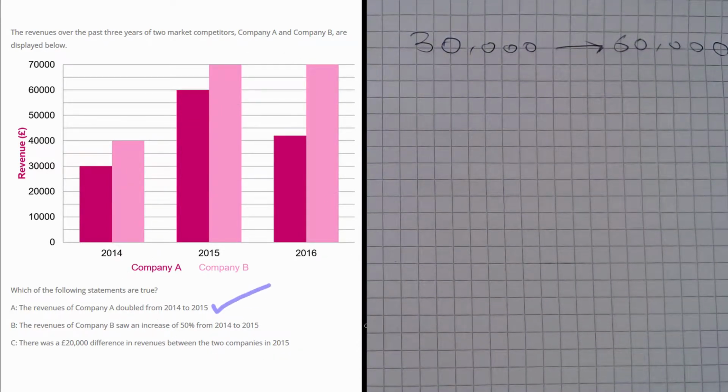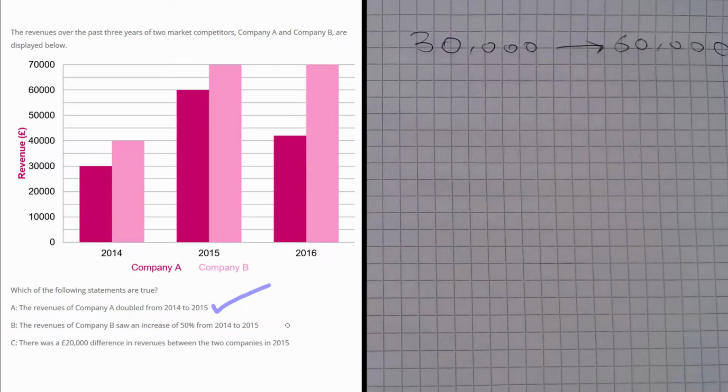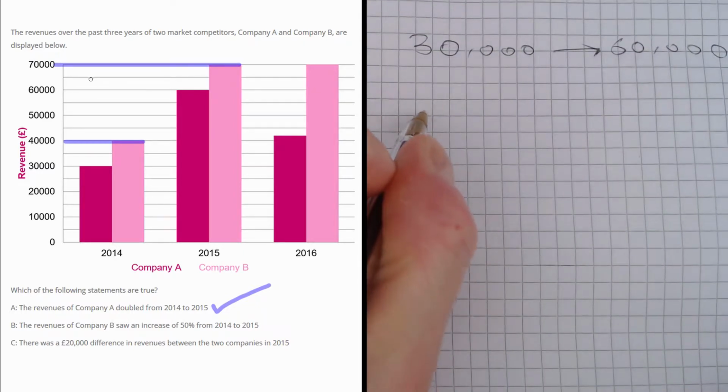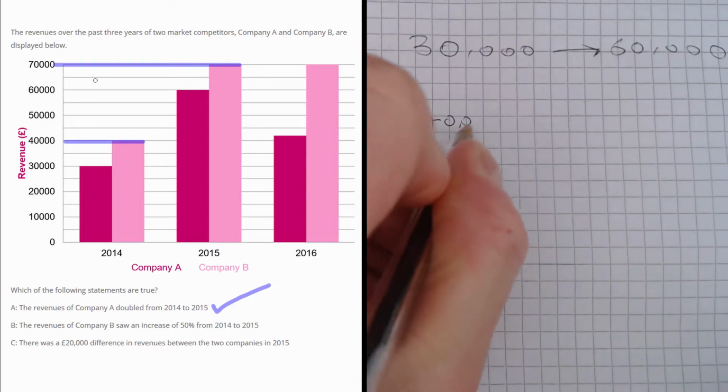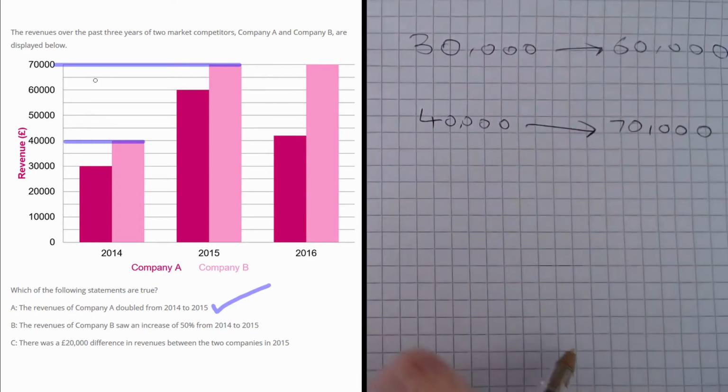Okay, let's have a look at statement B. The revenues of company B saw an increase of 50% from 2014 to 2015. Well, in 2014, company B had £40,000 worth of revenue, and in 2015, company B had £70,000 of revenue. So we can see that we've gone from 40,000 all the way to 70,000.